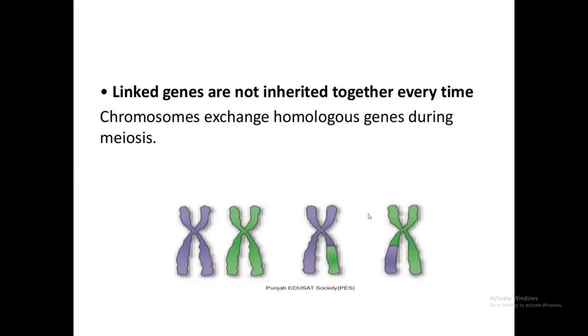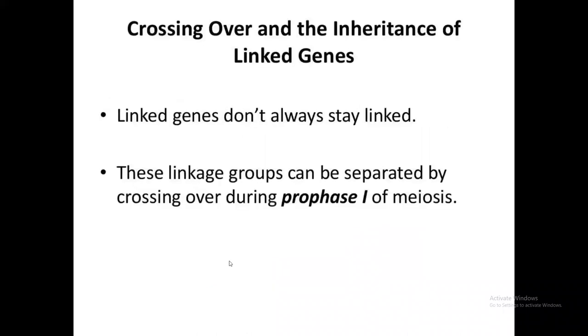Always the crossing over will happen between non-sister chromatids. These are sister chromatids. Crossing over will occur between two non-sister chromatids of a homologous chromosome. This is also an important point you have to remember. So linked genes, why are they not going together? Why is a single chromosome not going as it is to the offspring? Because there is a possibility of crossing over in prophase 1.